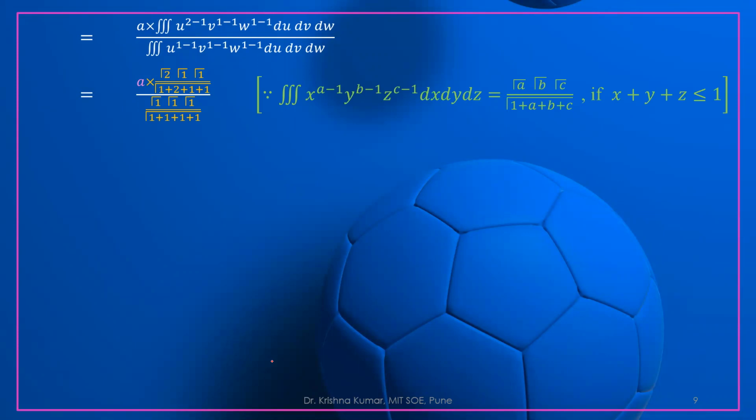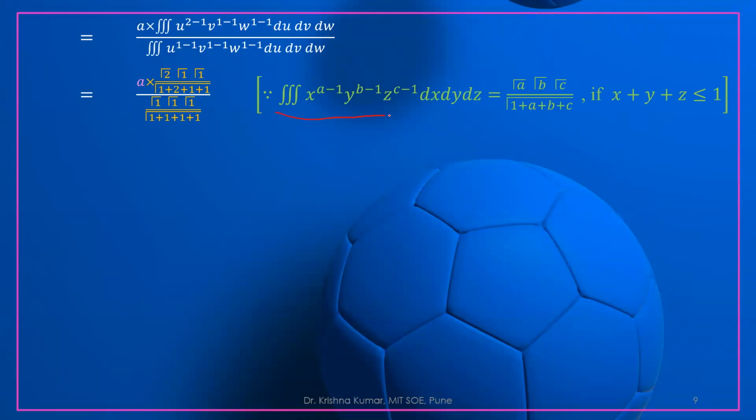So it is a times the triple integration of u^(2-1), v^(1-1), w^(1-1) du dv dw divided by u^(1-1), v^(1-1), w^(1-1). So we have to find the triple integration. Now we just use the Dirichlet theorem. So what is the Dirichlet theorem?